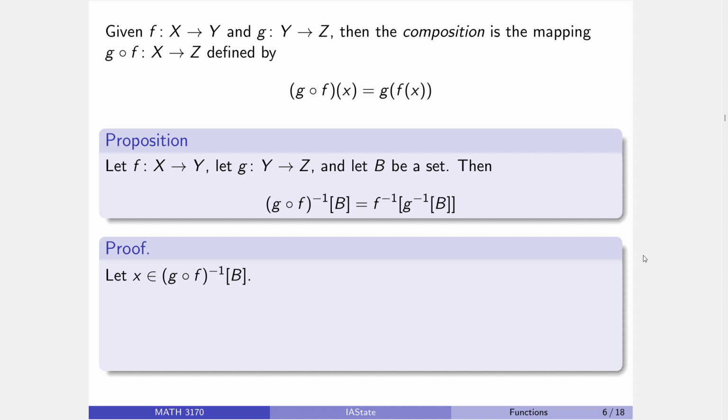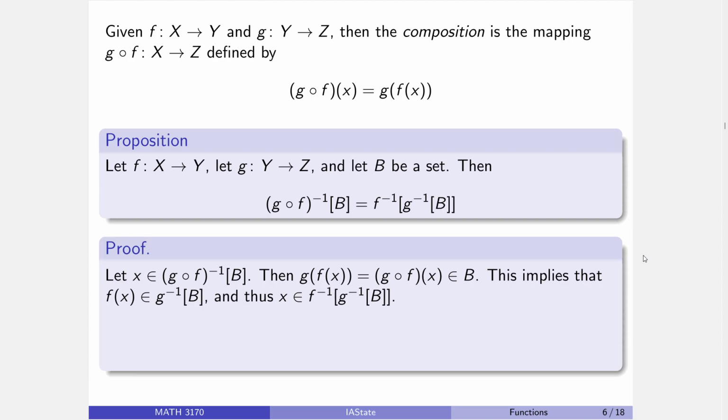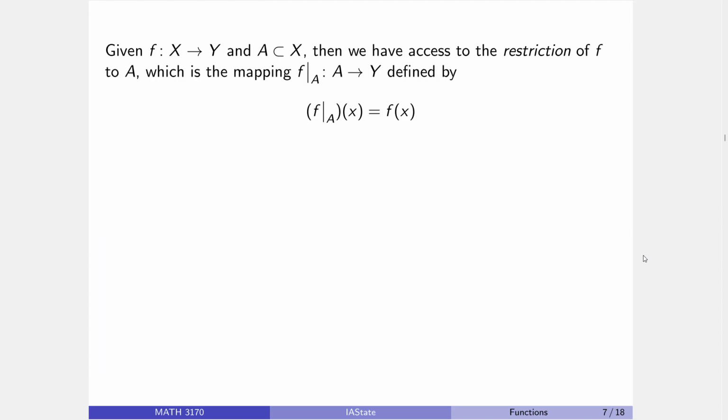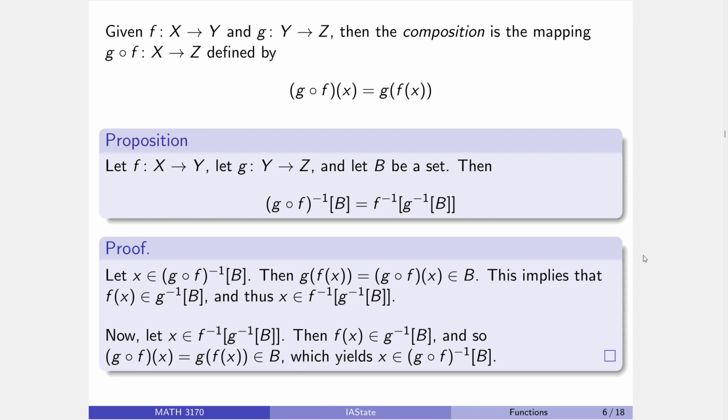So suppose x is in the inverse image of the set B under the composition of f and g. That means g of f of x, which is g composed with f, evaluated at x, lives in B. That means f of x is in the inverse image of B under g, which then means that x is in the inverse image under f of the inverse image under g. So note I'm simply unraveling our definitions. And then going backwards is essentially just reading the proof backwards again. So here we see once more inverse images behaving quite nicely.